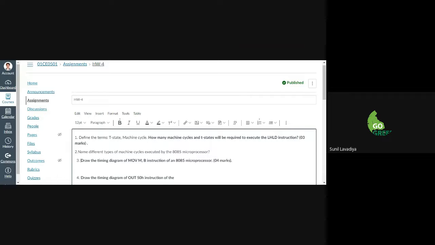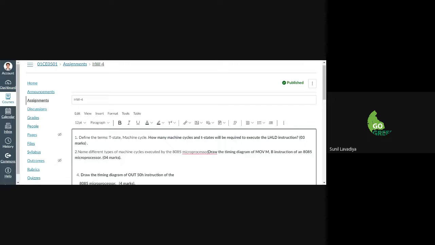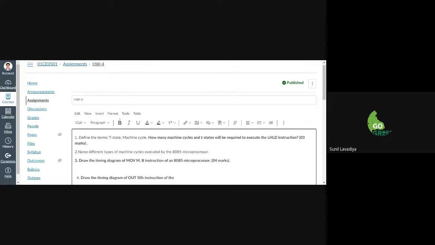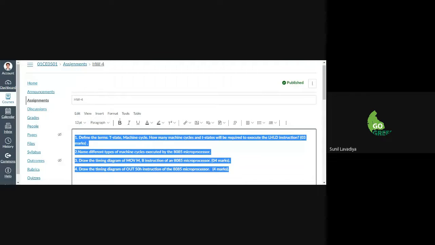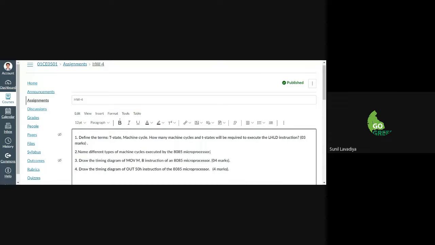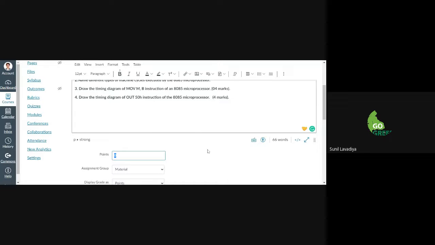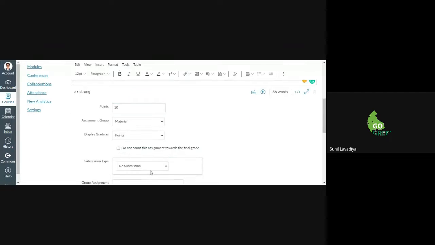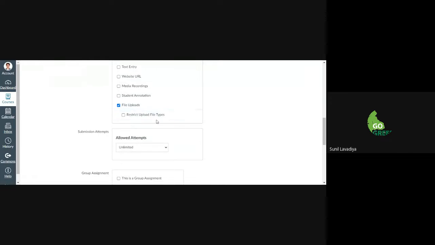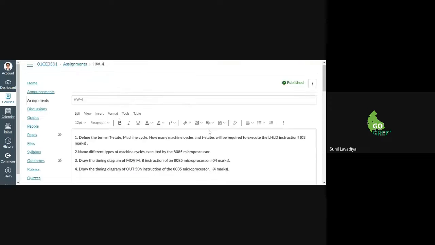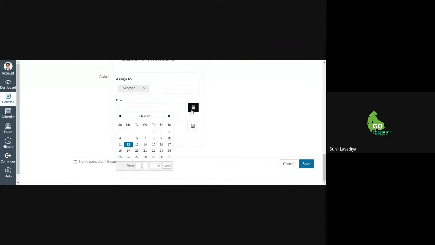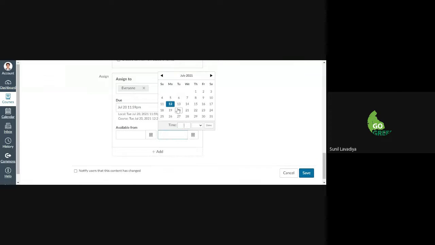The overall weightage of the question is also mentioned here, so that you get a better idea. I am giving 10 marks to everyone. You have to submit online. You have to upload a PDF file for this, and you have to do it within one week.